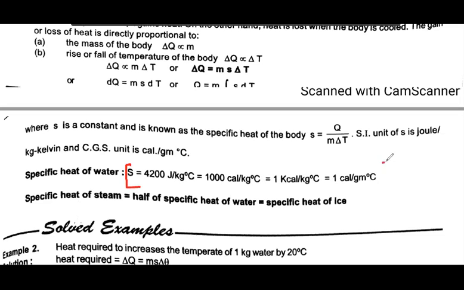Now, specific heat of steam is equal to half of the specific heat of water, which is equal to specific heat of ice. Now, this is specific heat, this is not latent heat. Now try to solve example 2. Everyone try to solve example 2.